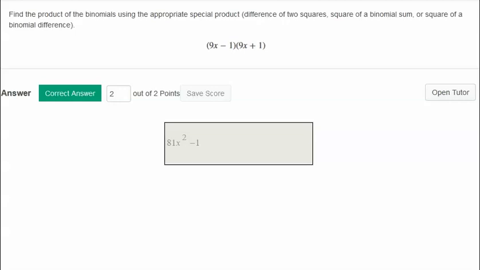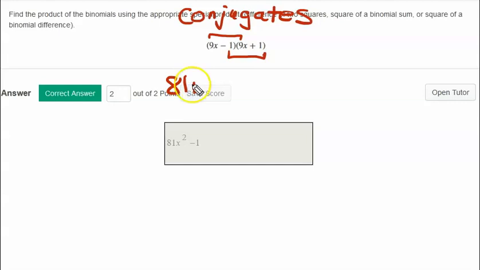Now, looking at this one, do you recognize what you see there? Yes, these were conjugates. Now, when you multiply or FOIL conjugates, you get the difference of perfect squares. You just have to do the first and the last, and that would be 81x squared minus 1, which is what we have.